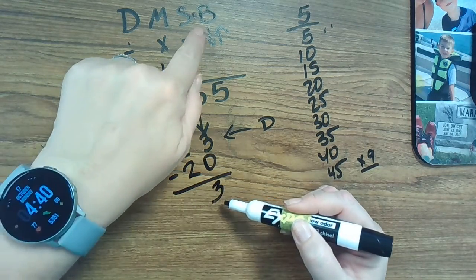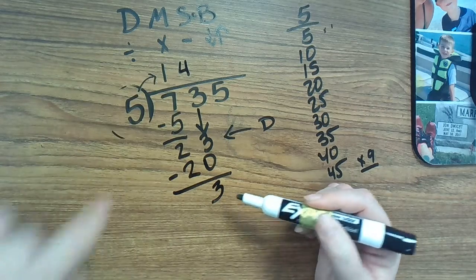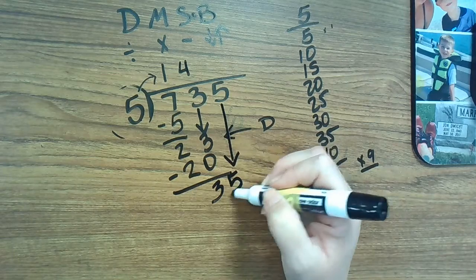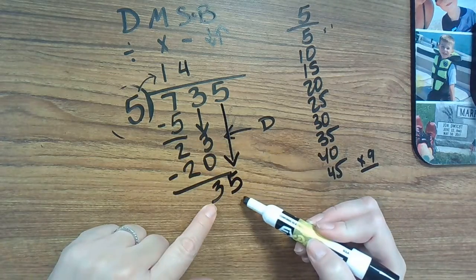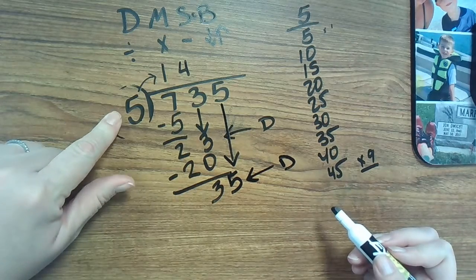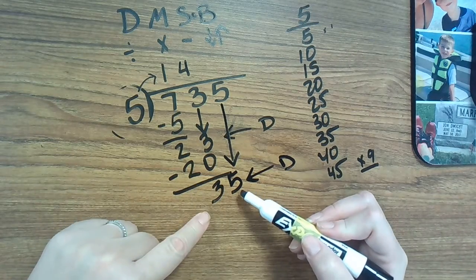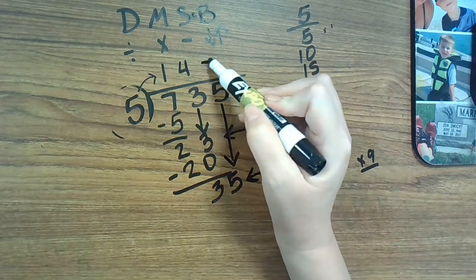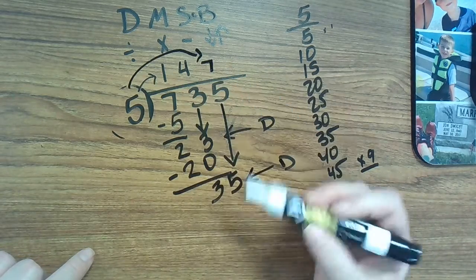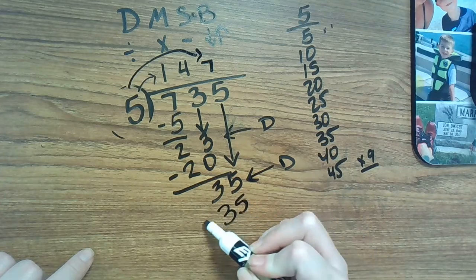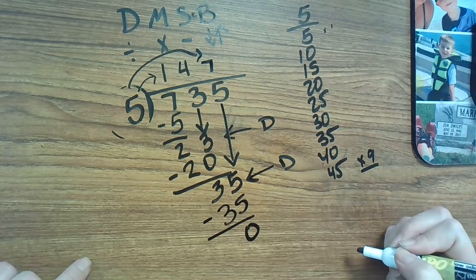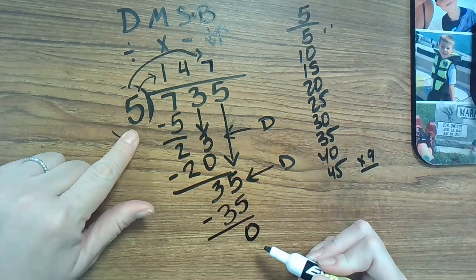I'm going to check, is 3 less than 5? Yes. So now I can bring down my 5. Now I have 35 divided by 5, and I know that 5 times 7 is 35. So I'm going to multiply these two numbers. Subtract. 35 minus 35 is 0. Is 0 less than 5?